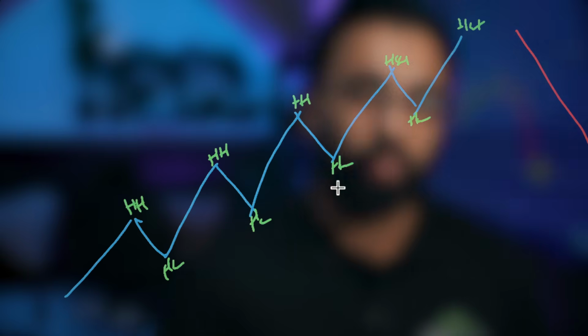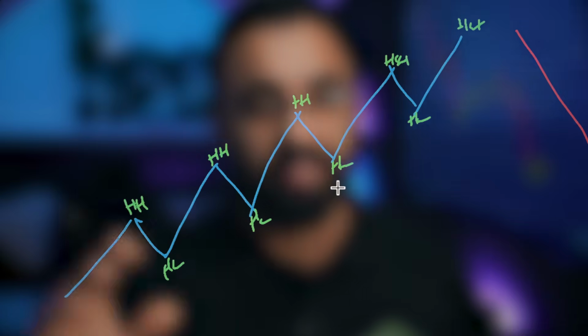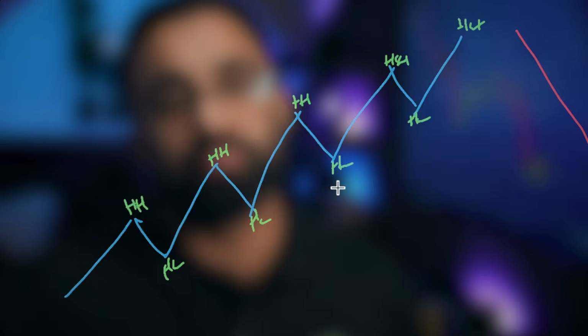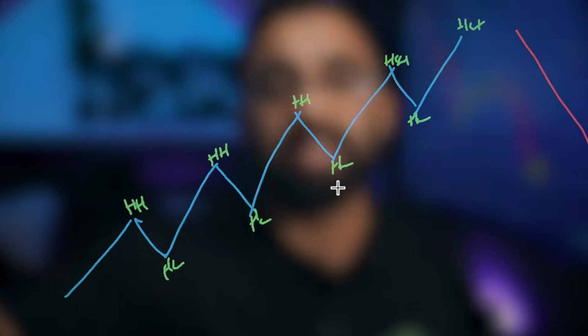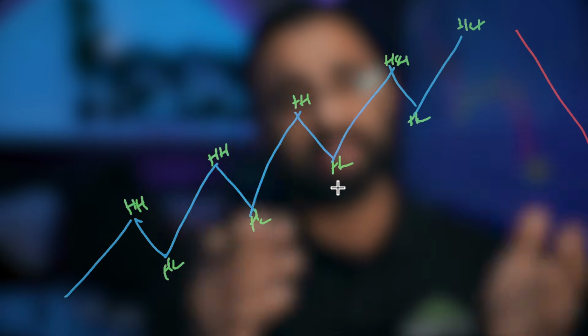1 and 2. 1 always goes in line with the trend. 2 always goes against the trend. 1 is always longer than the other. So some people might call that an impulsive move. Some people might call that an extension to the upside. Someone might call that buying momentum. We just call it phase 1 to the upside. And if the market pulls back, it's phase 2.